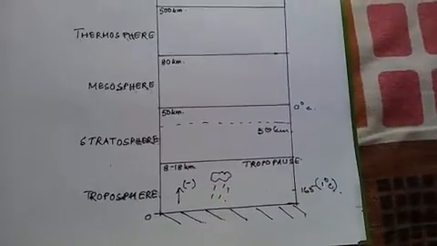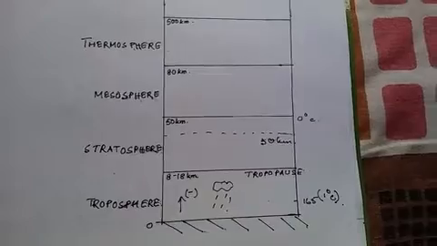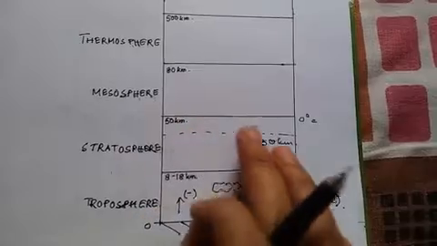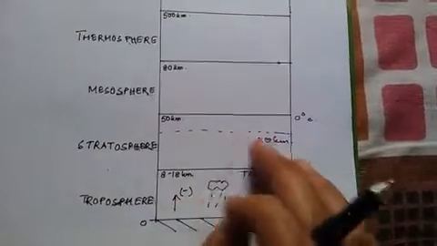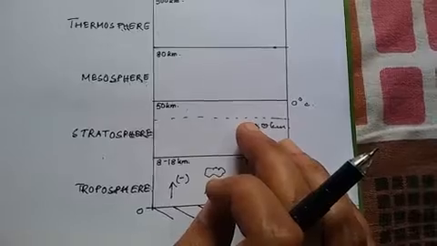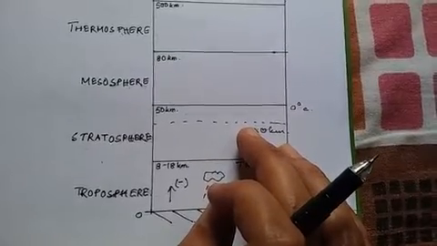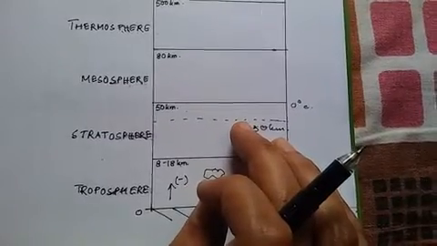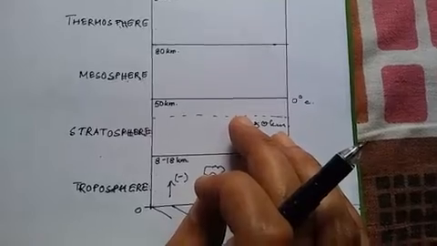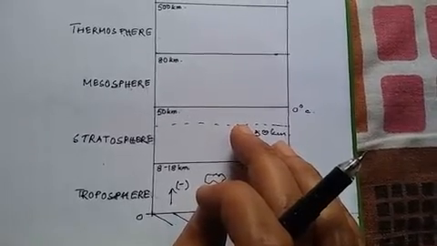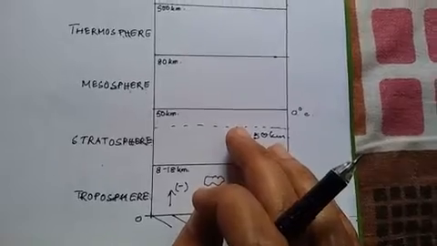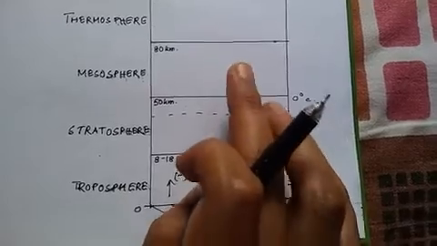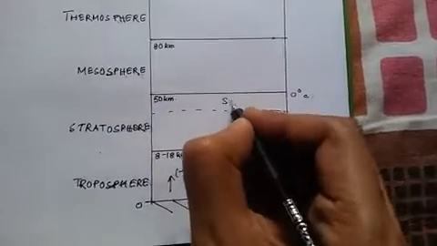And the next characteristic is that the convection currents of air are also absent in this layer. The convection currents of air are absent, so all sorts of weather phenomena are not there in this layer. So that is the reason why jet planes fly in this layer. Same as tropopause, here we have a boundary between stratosphere and mesosphere called stratopause.